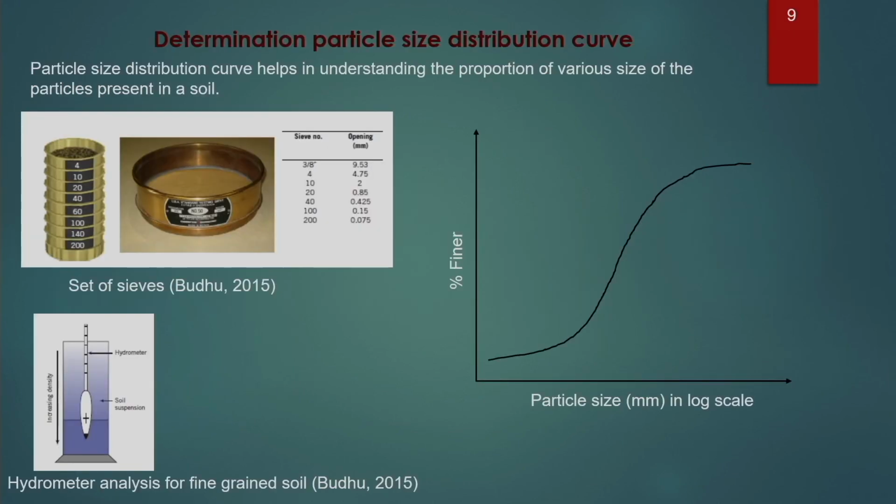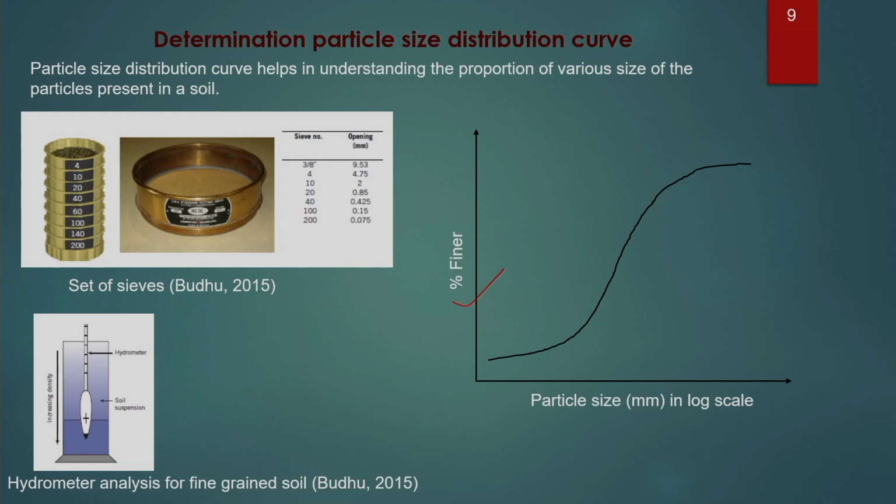Next will be, how do you classify a soil based on the particle size? To do that, we need to draw a particle size distribution curve. We will get a curve like this. Generally this curve is obtained by doing sieve analysis and hydrometer analysis. In the particle size distribution curve, we need to find out the particles of different sizes and the proportion in which they are present in a soil.